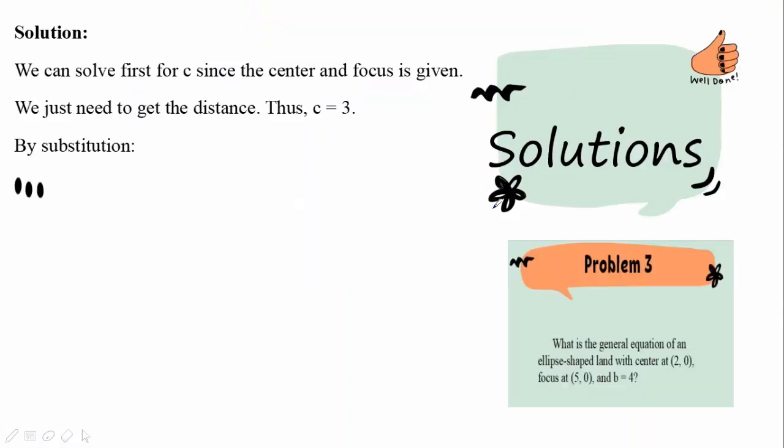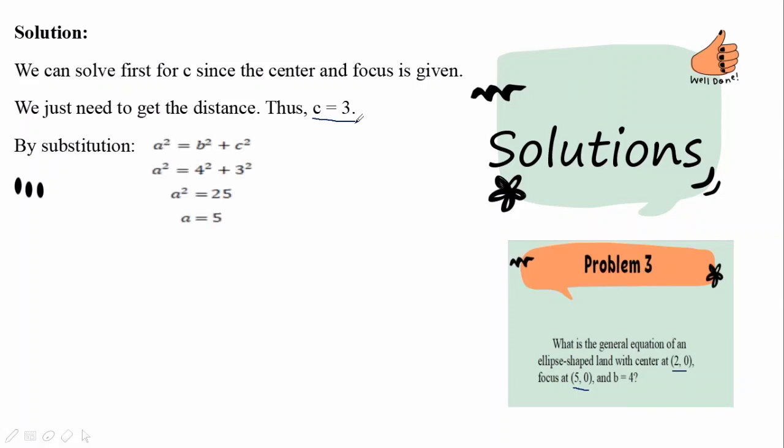Okay. So let's have the solution. We can solve first for c since the center and the focus are given. As you can see, we have the focus here which is (5, 0) and the center is (2, 0). So we will find the distance between the focus and the center. You can use the distance formula or you can plot the center and the focus, then count the units from the center to the focus. Then that's the c. Which is c is equal to 3.